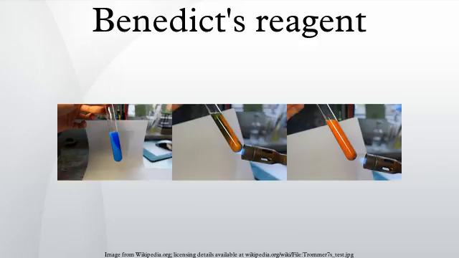1 liter of Benedict's reagent can be prepared from 100 g of anhydrous sodium carbonate, 173 g of sodium citrate and 17.3 g of copper(II) sulfate pentahydrate. It is often used in place of Fehling's solution.